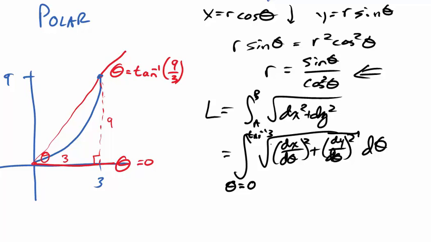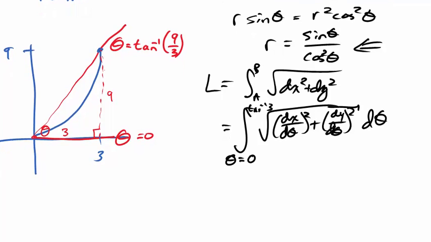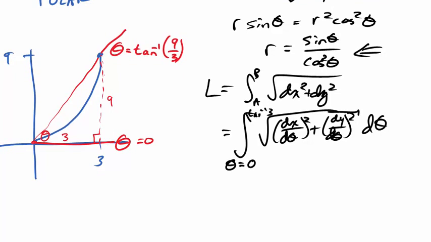arctan of 3. And what I need to substitute in now is what is dx d theta, what is dy d theta. And that becomes a little bit more complicated. Polar is just a little bit more obnoxious in trying to compute the derivatives. Remember, my function is r equals sine over cosine squared. So then x equals r cosine theta, which is sine over cosine squared times cosine.